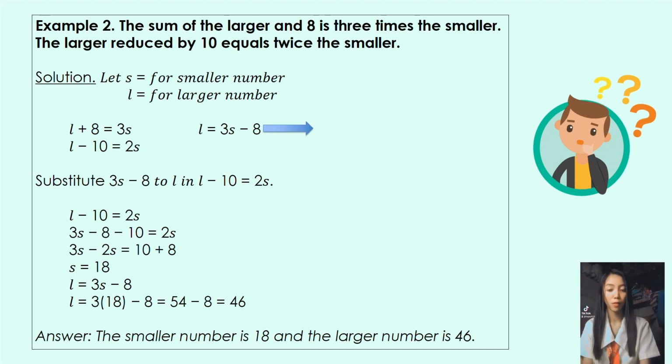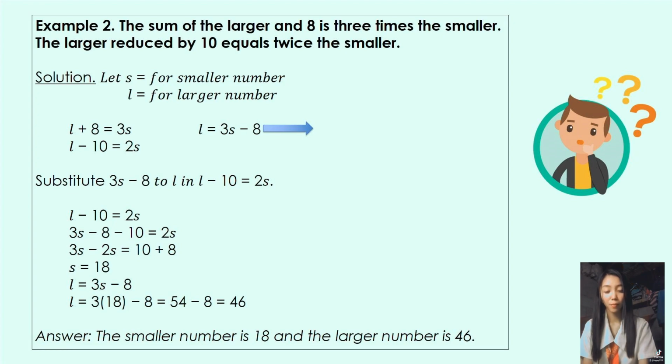Example 2. The sum of the larger and 8 is 3 times the smaller. The larger reduced by 10 equals twice the smaller. Solution. Let S equal the smaller number, L the larger number. L plus 8 equals 3S. In L plus 8 equals 3S, the 8 will be moved to the right and change the sign from positive to negative. L minus 10 equals 2S.